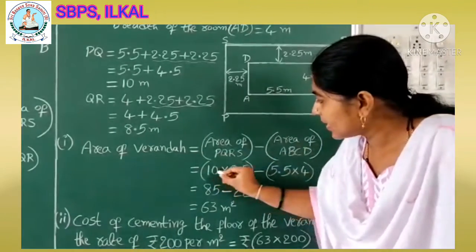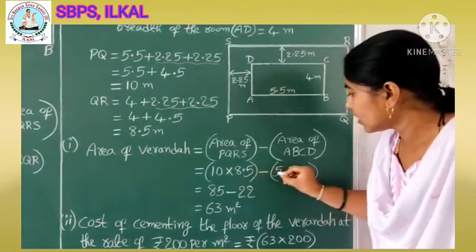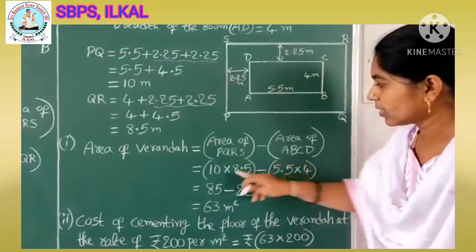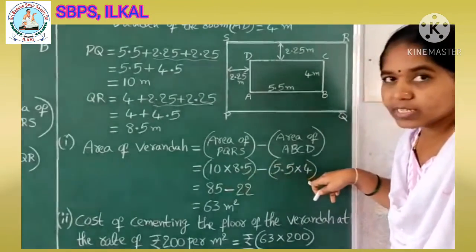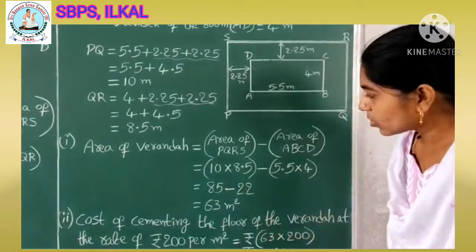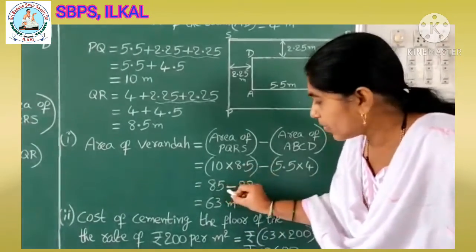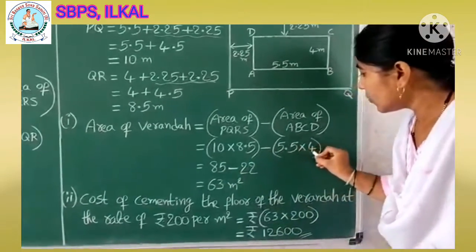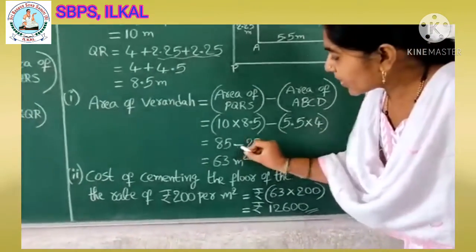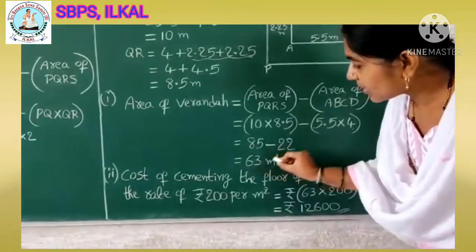That is 10 into 8.5 minus 5.5 into 4. Length breadth, here also length into breadth. Okay. Area of rectangle is equal to length into breadth. 10 into 8.5 gives 85 minus 5.5 into 4 gives 22. 85 minus 22 is equal to 63 square meter.